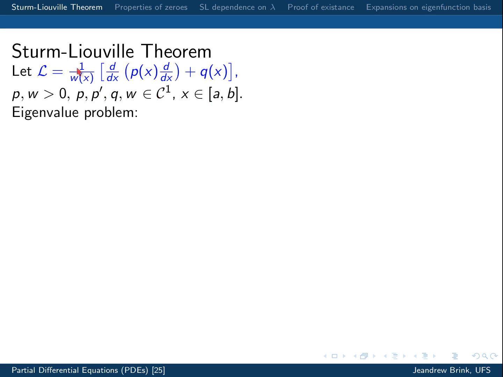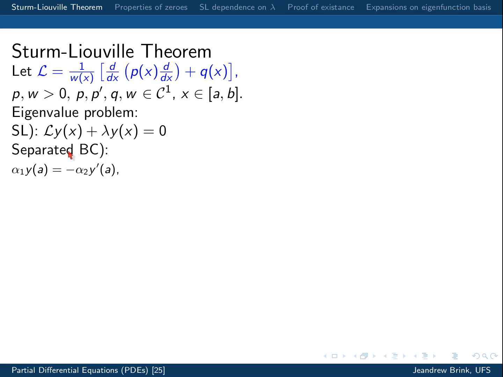Last lecture we looked just at features of solutions to this operator. What we're going to do this lecture is look at the eigenvalue problem. So we're going to define the eigenvalue problem to be the operator applied to y plus lambda, which is a constant to be determined, multiplying y equals 0, and we're also going to look at separated boundary conditions, which is basically specifying a condition at the point A as well as at a point B.